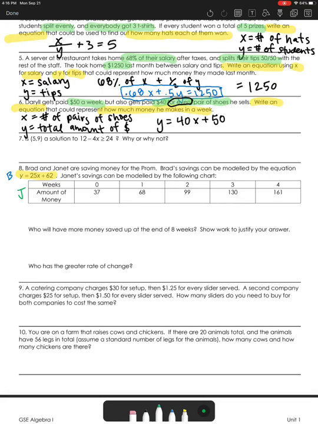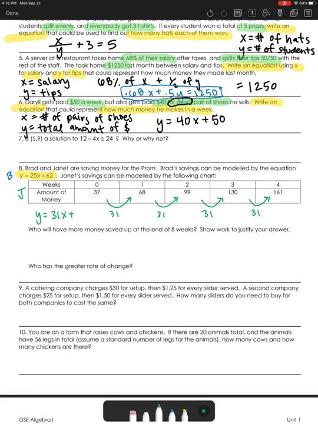So the first thing we need to think about is how much change happened between each week. How much did she save week to week? So from week 0 to week 1, she saved $31. From week 1 to week 2, $31. Week 2 to week 3, $31, and again, $31. So this shows us that Janet's weekly savings that she made, her rate of change, is $31, okay? So Janet's equation is going to be y equals 31x, but hers won't be 62.